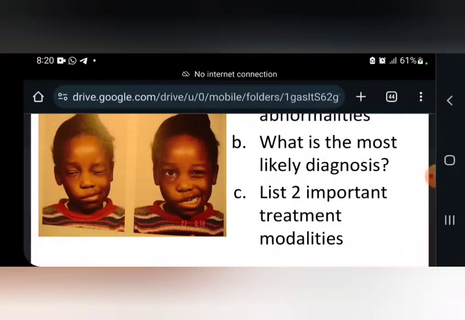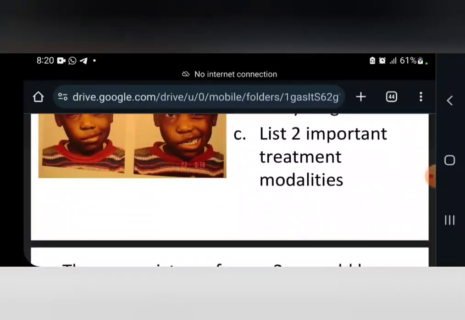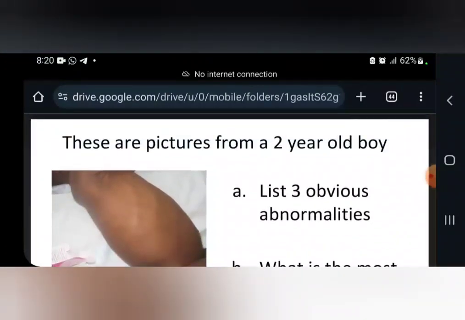Is it clear? And if there's a cause underneath the facial nerve palsy, you have to treat that cause. So now let's go to the next question.